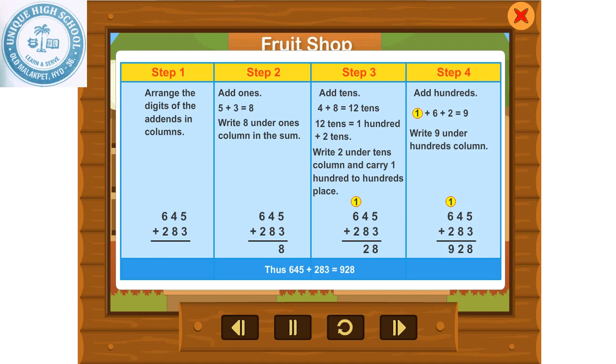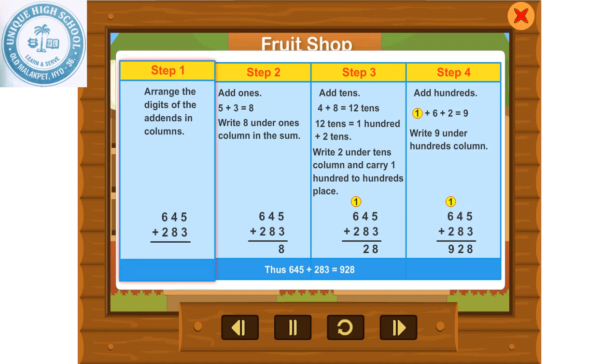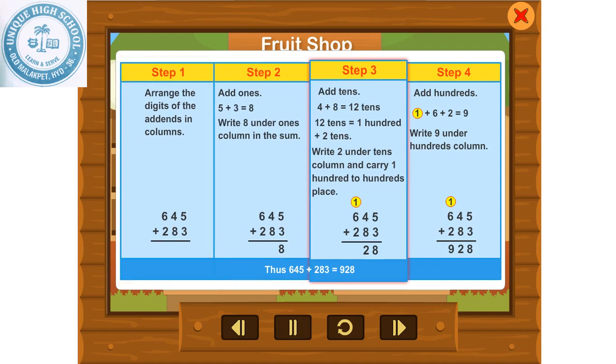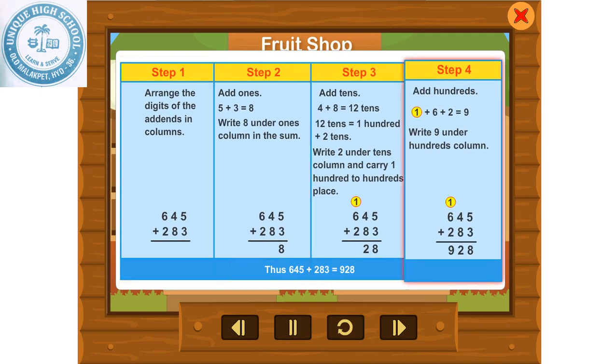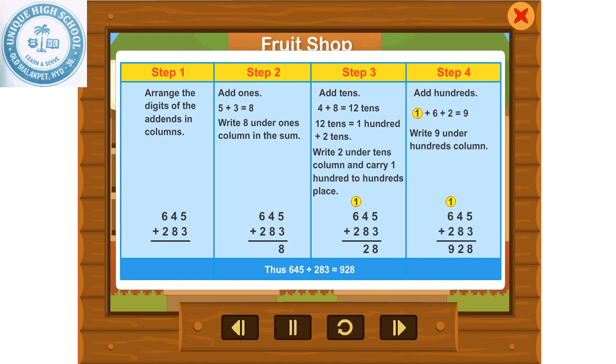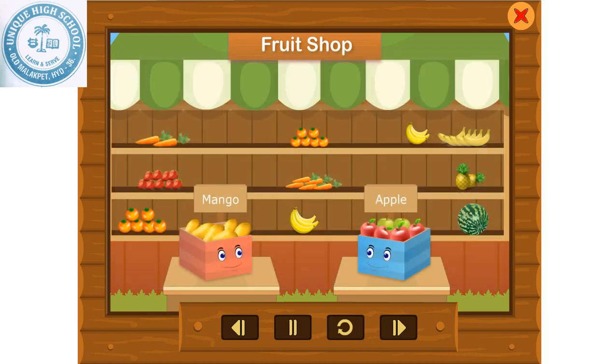Always arrange the digits of addends in columns. Express the addends in hundreds, tens, and ones. Add ones, tens, and hundreds separately. Regroup the sum in tens column. Let's take one more example so you can understand more easily.